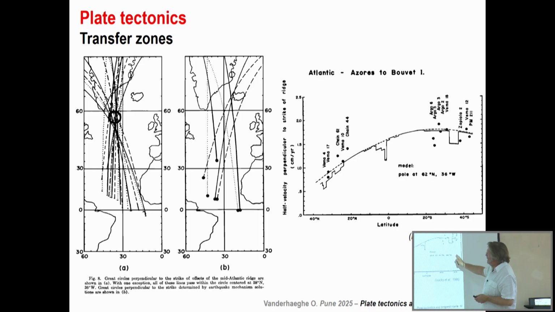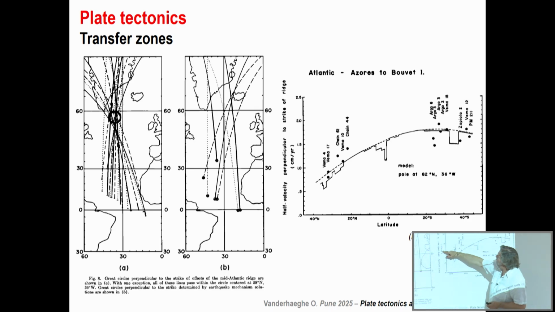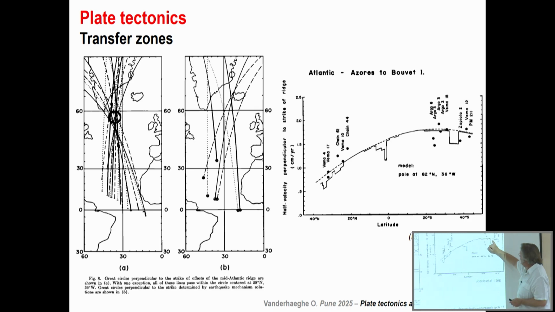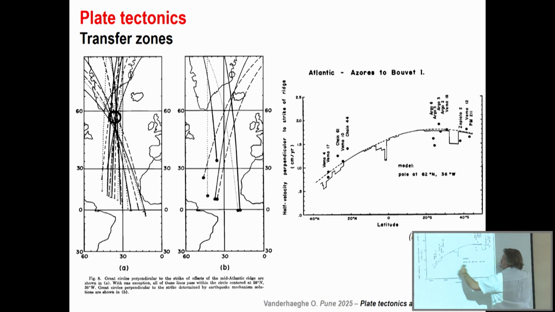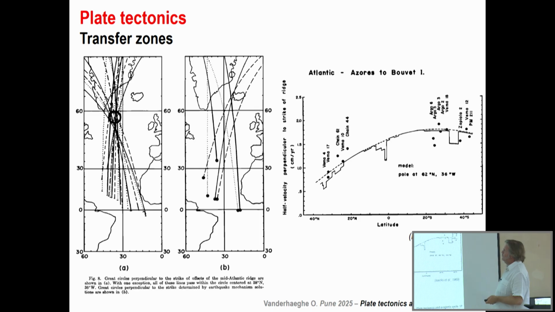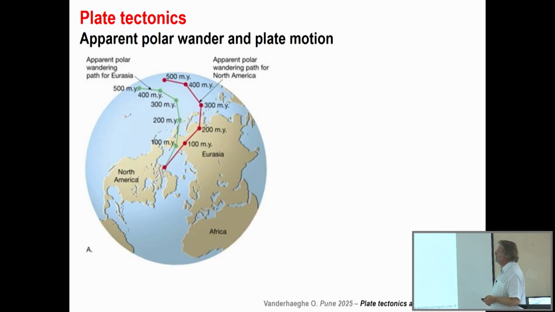And then they measured displacement relative to the ridge and identified that displacement was symmetrically increasing relative to the pole of rotation. So that is our first way to identify the pole.